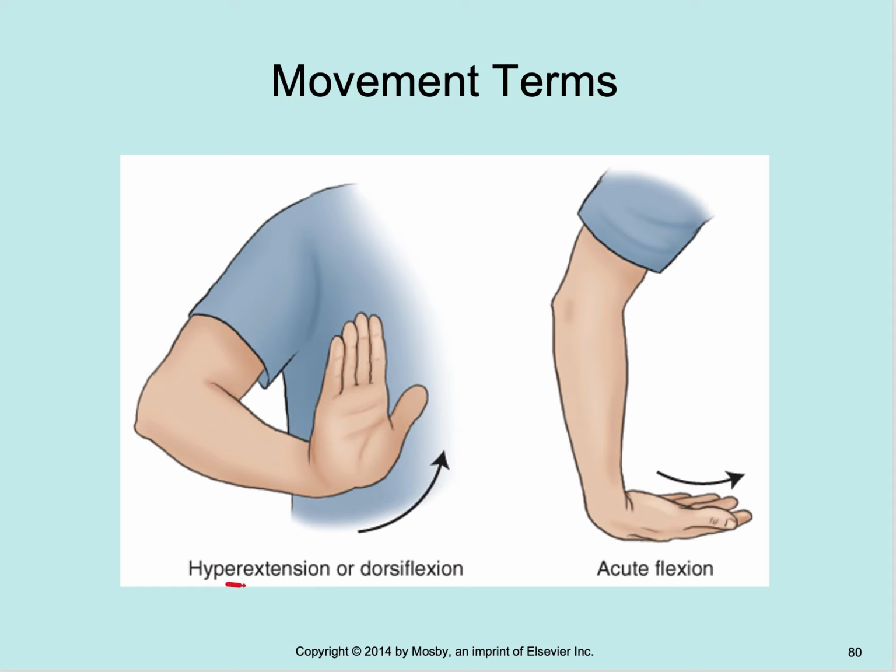Movement types, hyperextension or dorsiflexion. So this is the palmar aspect. The backside is the dorsal aspect. So you're moving that dorsal aspect back. So you're dorsiflexing or hyperextension, right? So you're bringing that palm up. That is your hyperextension or dorsiflexion. And then you have acute flexion. It's basically laying the hand on the posterior aspect, the dorsal aspect. Your palm is up. Your arm is pushing down. Acute flexion.